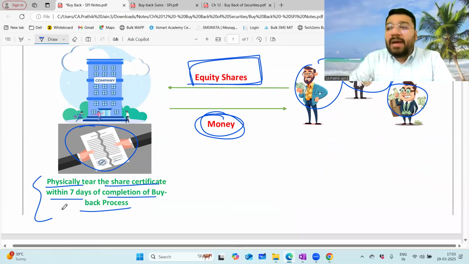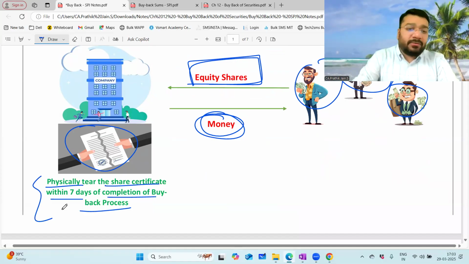So in simple language, what is buyback? Buyback is repayment of the capital. Buyback is nothing but repayment of the capital. Wonderful.